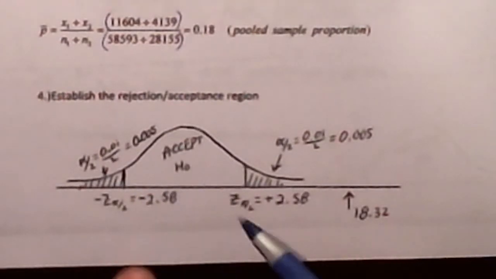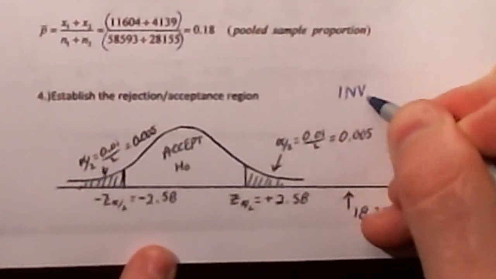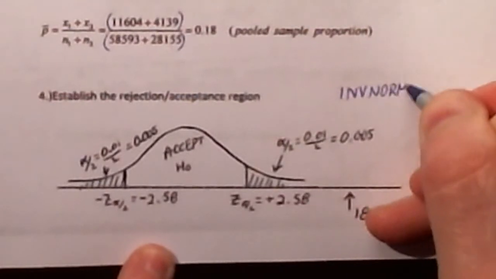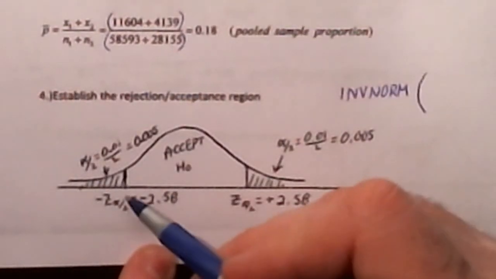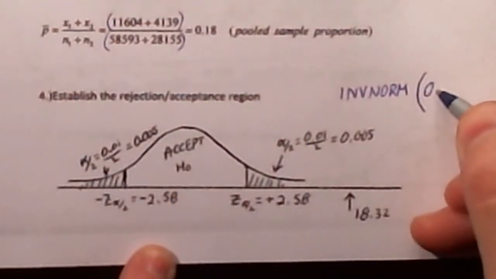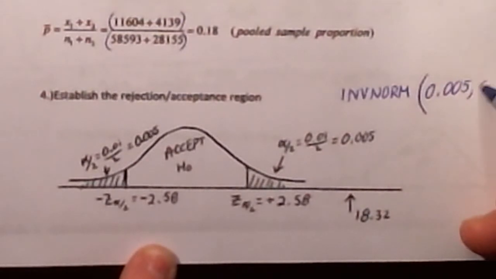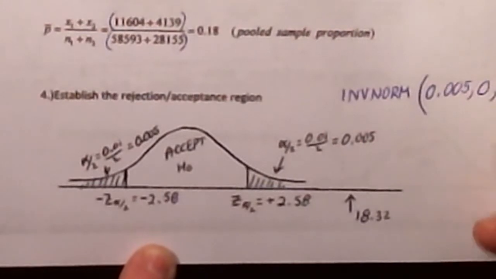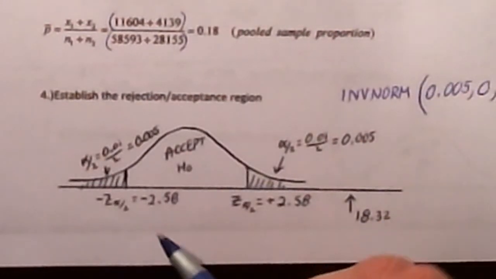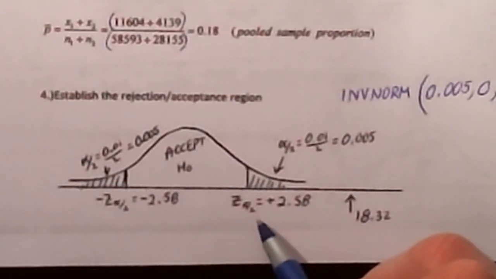All right, to find these critical z values, you're going to use on your calculator your inverse norm function. So you go get your inverse norm function, and you type in the area to the left of the critical z value that we want to find, which is 0.005. And the mean of the standard normal distribution is always 0, and the standard deviation of the standard normal probability distribution is always 1. When you type that in, you should get negative 2.58 as your lower tail critical z value, and by symmetry, our upper tail critical z value will be positive 2.58.